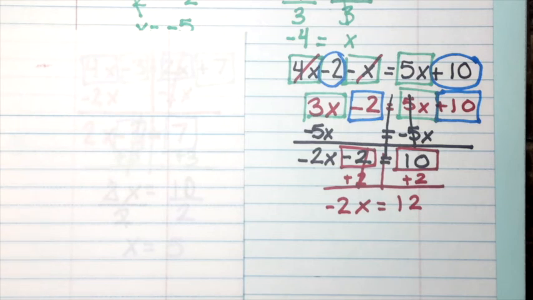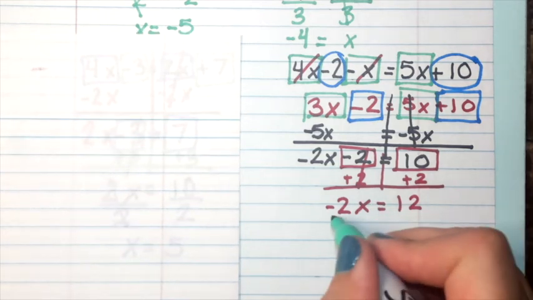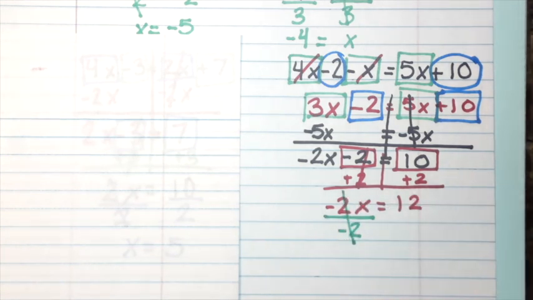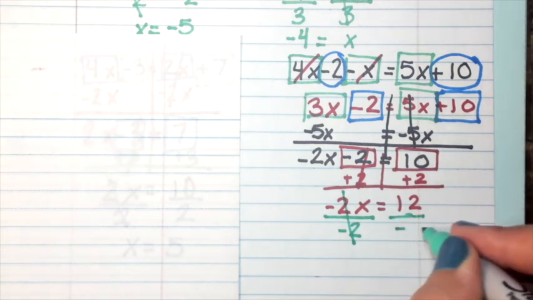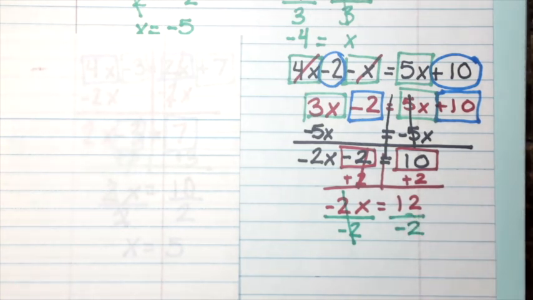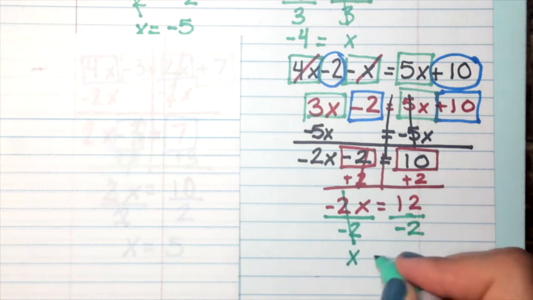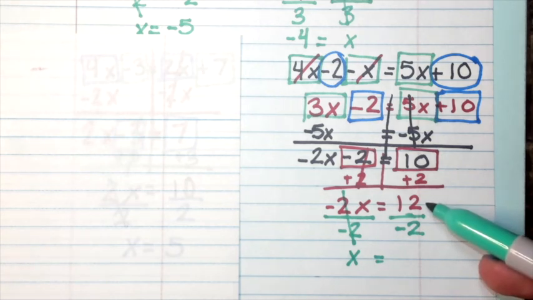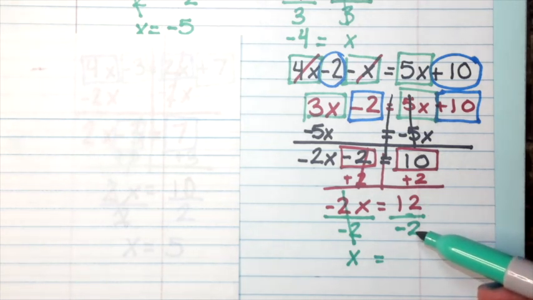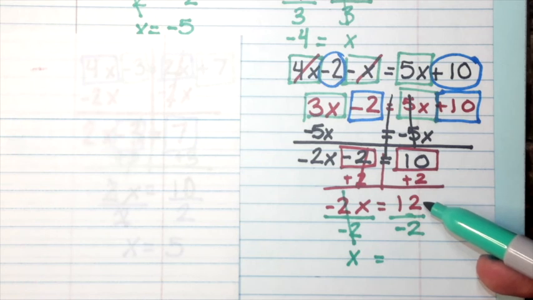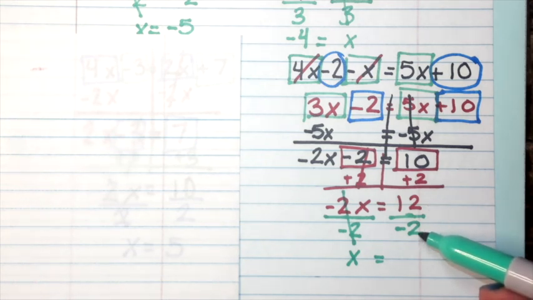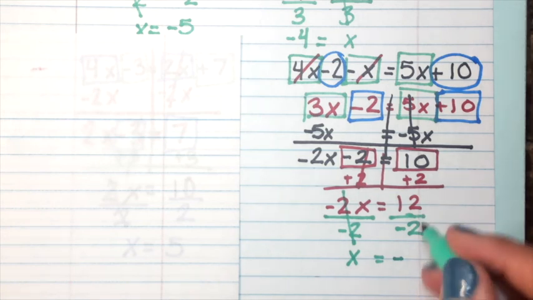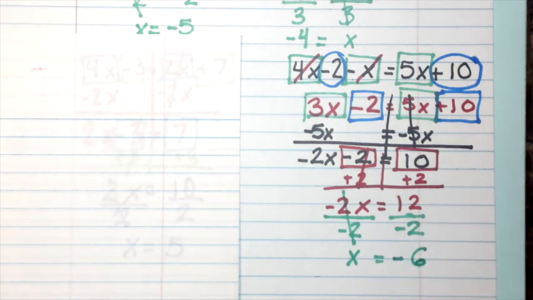Okay, from here, let's solve it. Well, to get x by itself, I need to divide out this negative 2 to cancel it, which means I'm going to divide negative 2. X is now by itself. Now, don't get messed up with the negative positive signs. Think, I have a positive answer. A negative times a negative always equals a positive. So my other number has to be a negative, right? And what times 2 is 12? Well, 6 times 2 is 12.